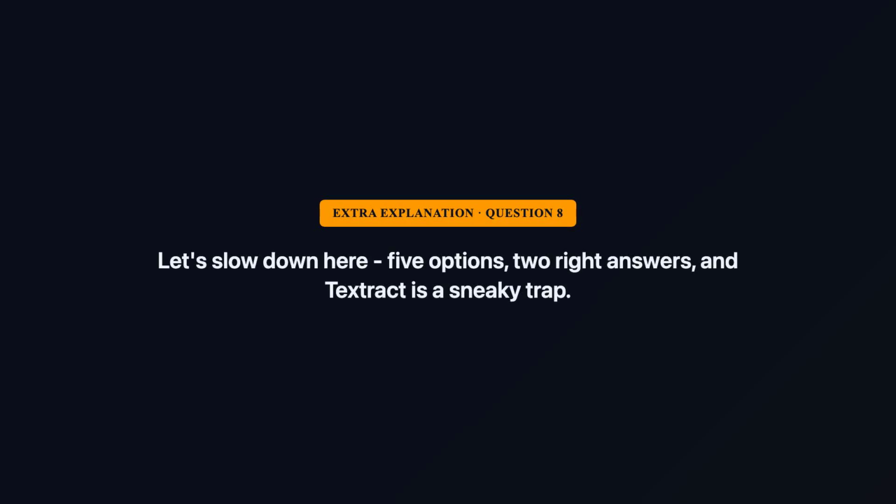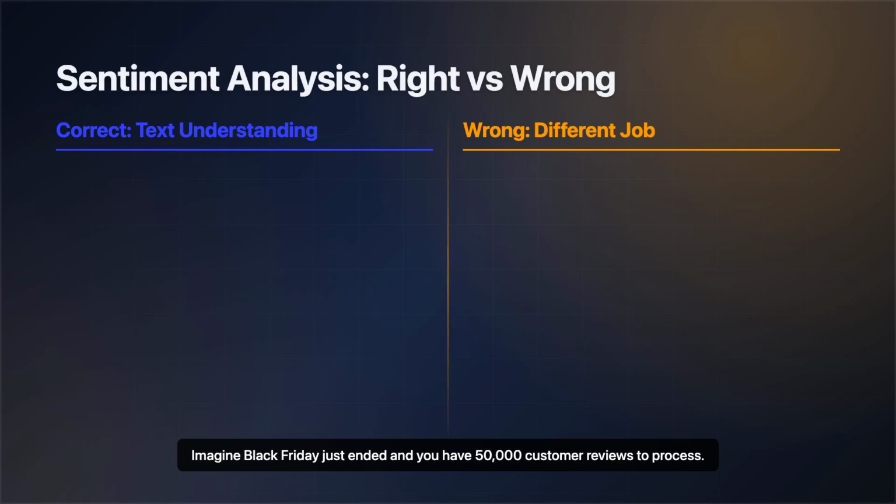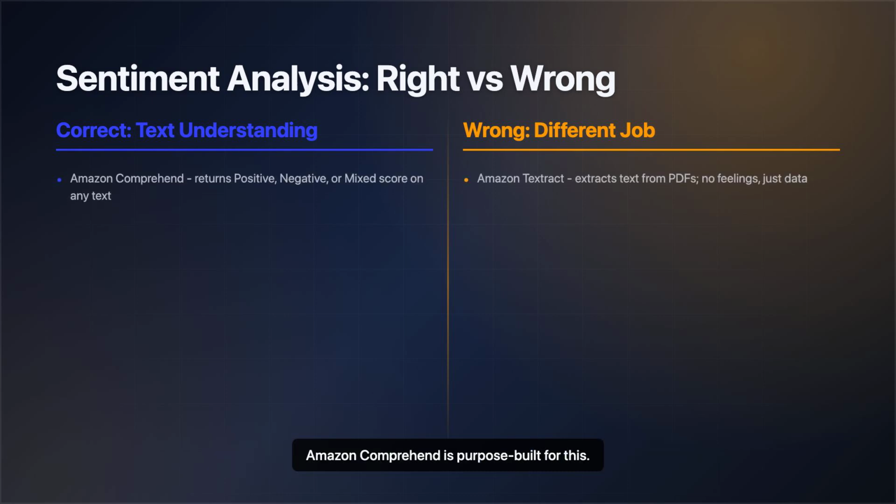Let's slow down here. 5 options, 2 right answers, and Textract is a sneaky trap. Imagine Black Friday just ended and you have 50,000 customer reviews to process. 2 services can actually read those reviews and tell you how people feel. Amazon Comprehend is purpose-built for this. Point it at text and it spits back positive, negative, or mixed scores instantly.